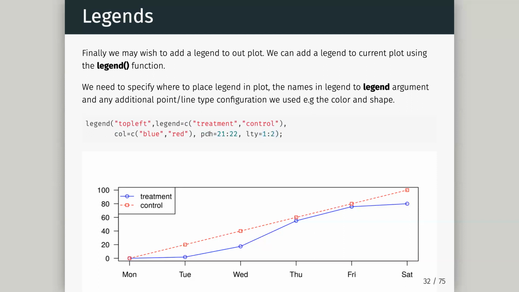Okay. So these things like PCH, LTY, and color control what we see here. And this legend bit controls the actual legend, so the actual text beside it. But I have to make this color, PCH and LTY match my actual parameters I used for the line and the plot. So I'm doing that myself just to make sure that it all corresponds.